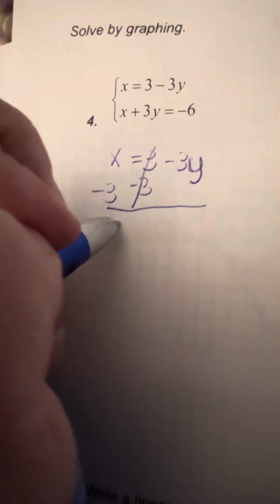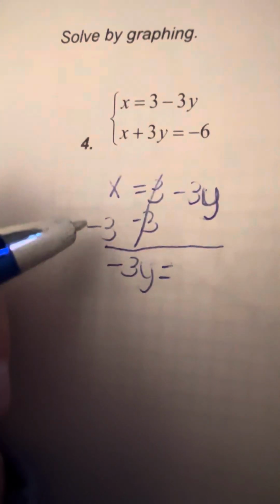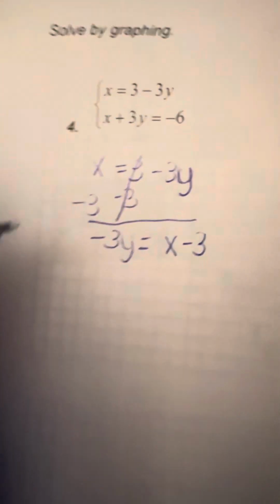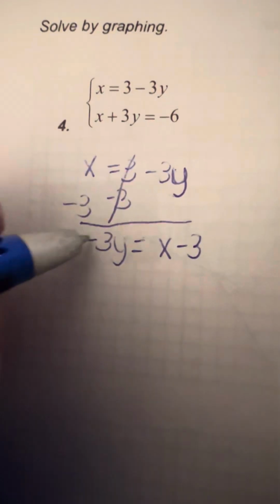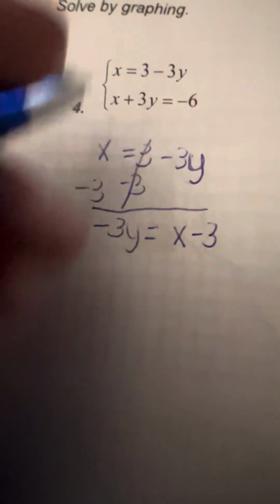The easiest way to get y by itself is to subtract 3 on both sides. That leaves me with this. I'm going to actually rewrite it though, just because I'm a creature of habit and I like y being first. So this is going to be negative 3y on this side. All I'm doing is just moving them around. So the x minus 3 is going to go over here. And now this has just been moved around so that it makes it a little bit easier for me.